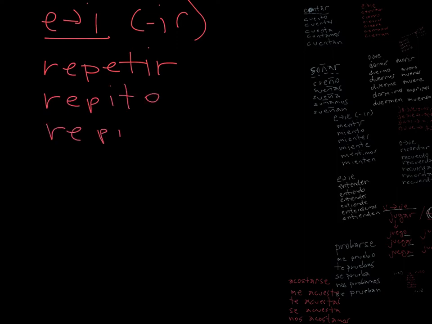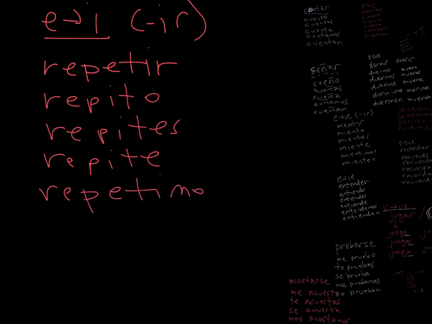Tú repites. Él, ella repite. Nosotros repetimos. Ustedes repiten. Okay, very straightforward. E changes to I. There's no AR, there's no ER, there's only IR ending verbs. And the stem change is going to happen, like always, on the second to last syllable. Repetir, repito, repites, repite, repetimos. No stem change for nosotros.